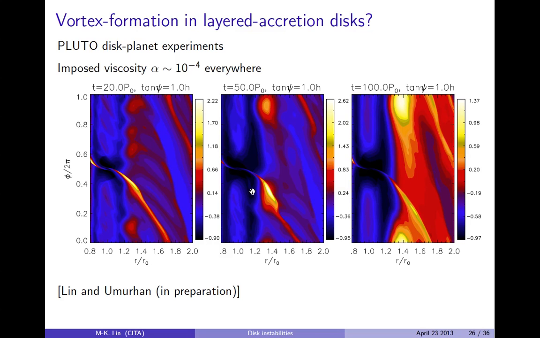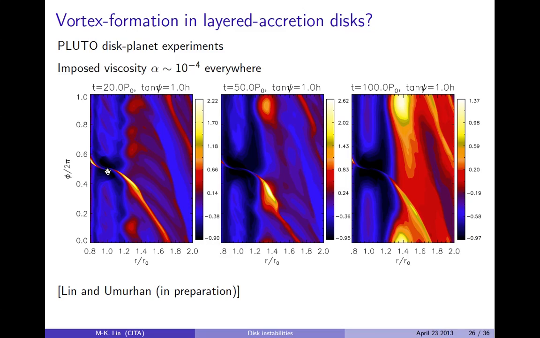So this brings me to a more recent work. We want to look at what the effect of vertical boundary conditions is. So I'm going to look at the special case of vortex formation through this Rossby wave instability in the case of a planet opening a gap. So here, these are Pluto simulations where I put in a giant planet. So I've got a Jupiter mass planet here.